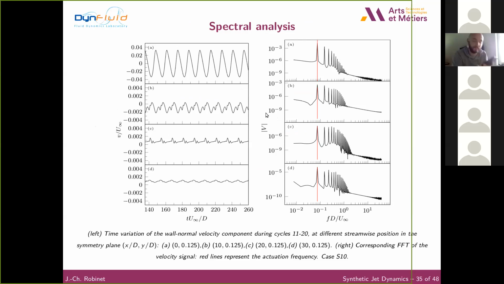This behavior is confirmed by the spectral analysis for case 10. In the near field, we recover the frequency of the forcing. It's the vertical red line, and progressively the signal decreases in amplitude and becomes more complex by the generation of different harmonics, but decreases because the vortical structure cannot be maintained along the wake.